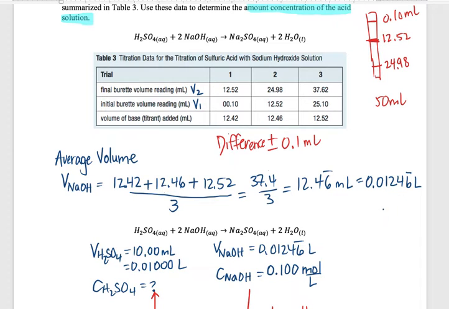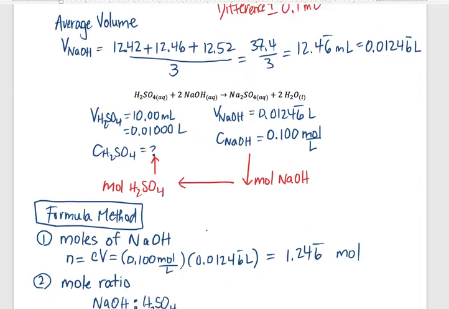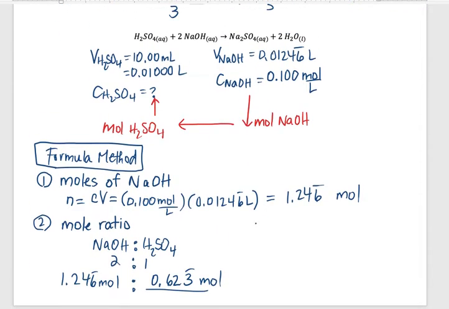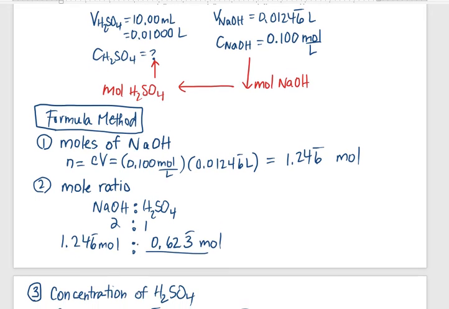So again, I'm carrying this in my calculator. It's a repeating decimal series. And then from there, since I have that, we're going to go through the steps of mole ratio, and then back up to concentration here. So with the formula method, n equals CV, so concentration times volume. Here's the moles. Okay, again, 6 is repeating.